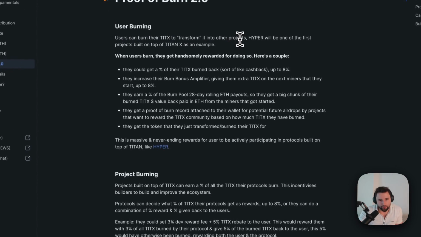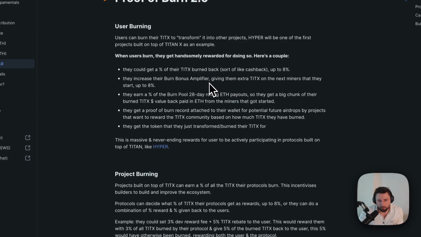Hyper will be one of the first projects built on top of Titan X, as an example. When users burn, they get handsomely rewarded for doing so. Here's a couple. They get a percentage of all their Titan X burned back, sort of like cashback, up to 8%. And whichever protocol creates the burning can decide whatever this percentage is. So it depends on the developers. Developers set these percentages, and it all goes up to 8% combined.